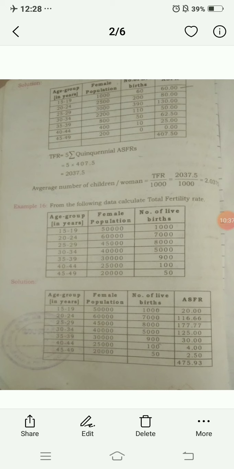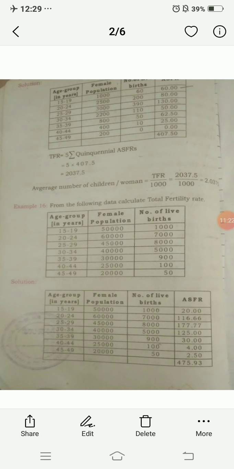Into 1000, you get the age specific fertility rate, that is 20. 1000 by 50,000 into 1000, you get 20. You need to apply the same formula for all the data between 20 to 49. 7,000 divided by 60,000 into 1000, you get 116, and 8,000 by 40,000 into 1000, you get 177.77. 5,000 by 40,000 into 1000, you get 125.00, and 900 by 30,000 into 1000, you get 30.